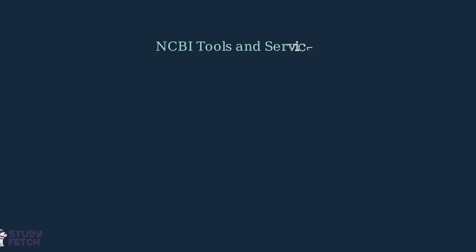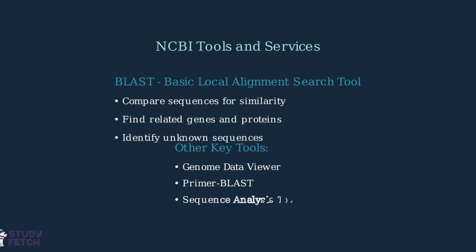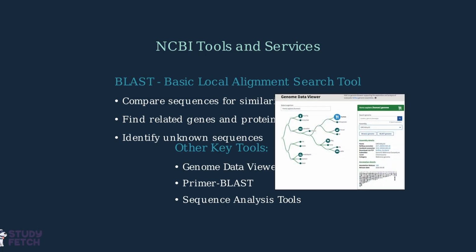NCBI provides powerful analysis tools. BLAST allows researchers to compare sequences and find similarities. Other tools include genome browsers and specialized analysis software. NCBI provides user-friendly web interfaces for accessing all these resources, making genomic data accessible to researchers worldwide.